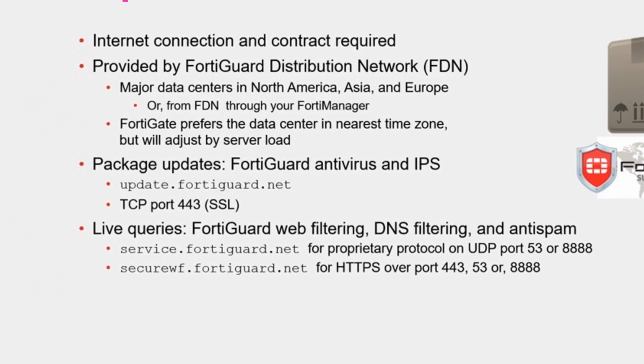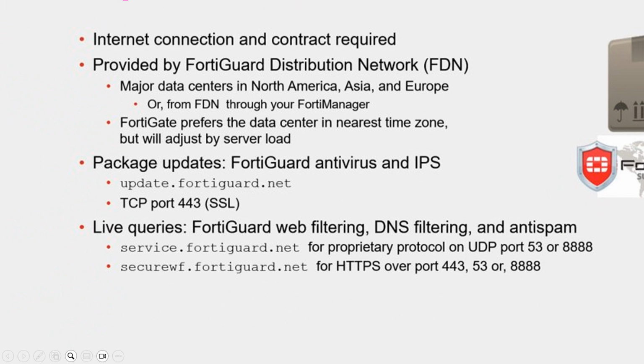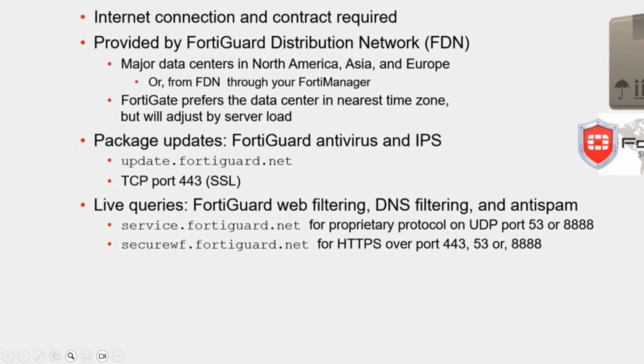Two things that you need to understand: if you have a valid internet connection contract, make sure that your FortiGate can connect to the FortiGate distribution network in Asia, America, or Europe. You need to understand the two things: package update and light query. This is the prerequisite, that we need to allow your firewall to connect to the threat intelligence. Package update is used for FortiGate antivirus signature update, and also the IPS. The requirement that we need to allow is update.fortigate.net and TCP port 443.